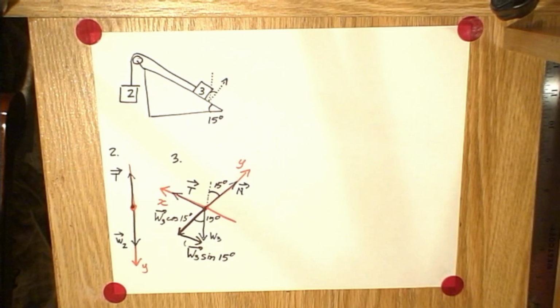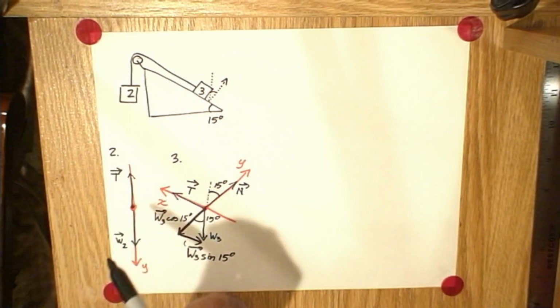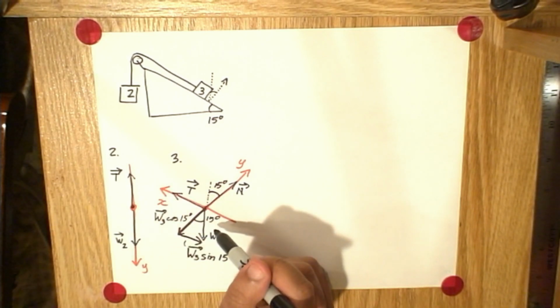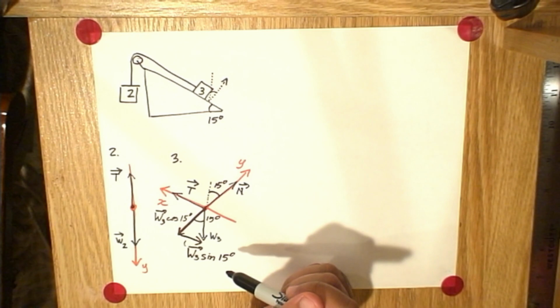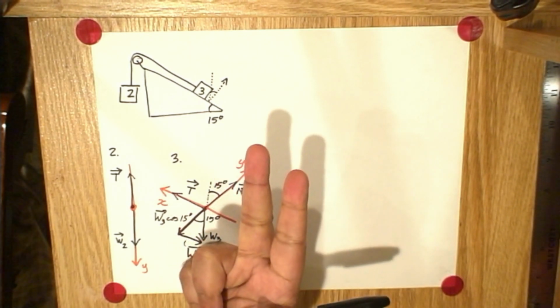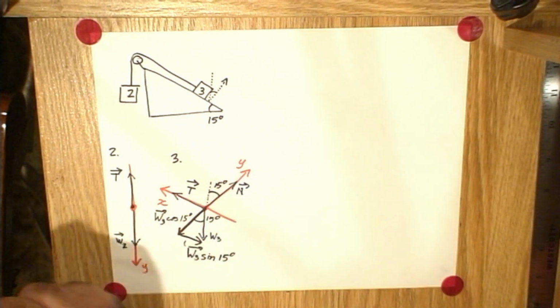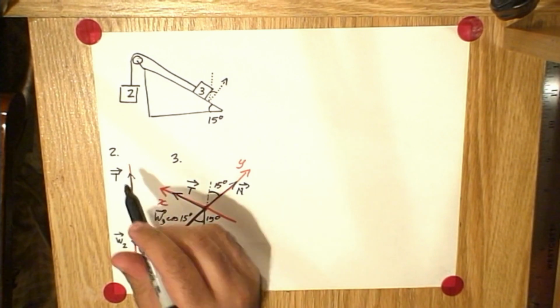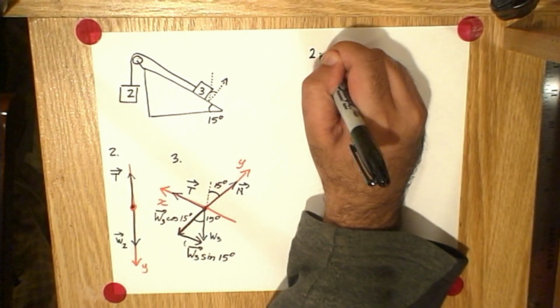Now we're going to run into a conundrum over here because the tension is unknown, and we now have two objects which are moving. The tension is unknown and the acceleration is unknown. We're trying to solve for the acceleration, of course. So we are going to need two different equations in order to solve for the two unknowns, tension and acceleration. Let's start by setting up the force balance for the 2 kilogram object in the y direction.